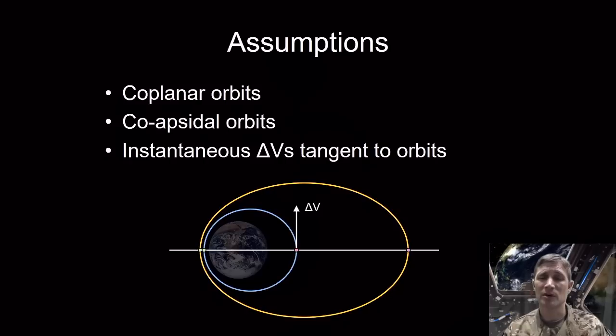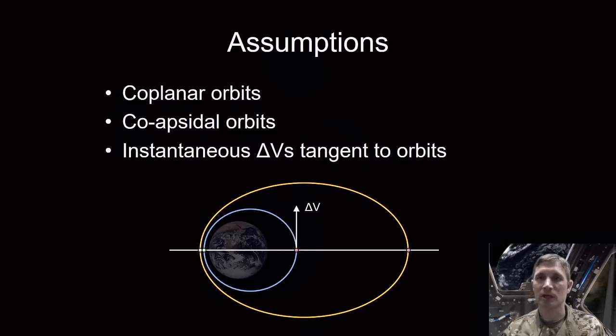We also assume that those orbits are coapsidal. Well, what does coapsidal mean? Well, it means that the perigee and the apogee of those orbits are all in alignment, as you can see in the example below.